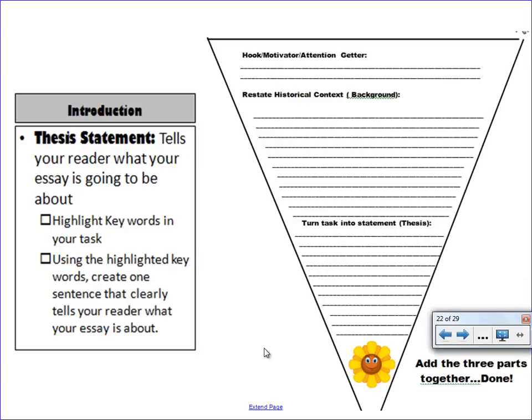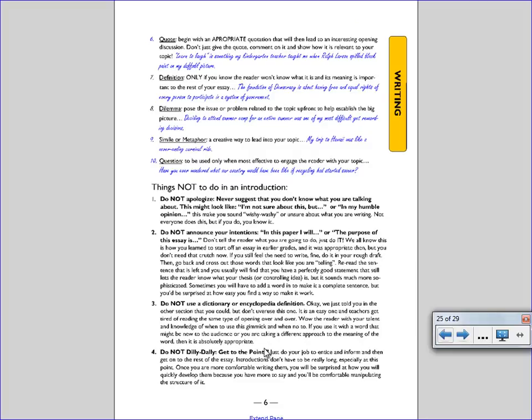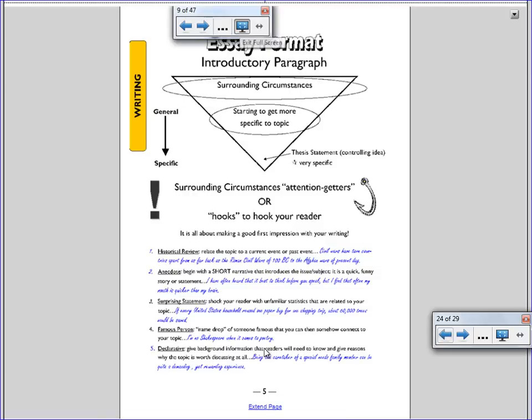Your planning page for your introductory paragraph looks like this. You've got a hook, a motivator, an attention grabber, and the easiest part to use for this as a starting point or a reference would be your writer's handbook. If you turn to page 5 or page 6, they give you 10 separate examples or types of attention getters or hooks for you to use, as well as 4 things or 4 ideas you should never use. The one that we're going to choose for this essay is a historical review.